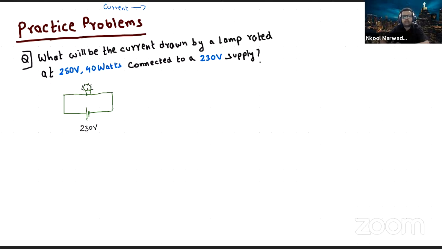Definitely, when this bulb is connected with this battery, some current will flow. And what will be the current that will be flowing? That I have to find. Let us see how to do this.